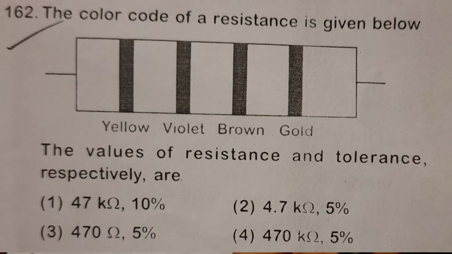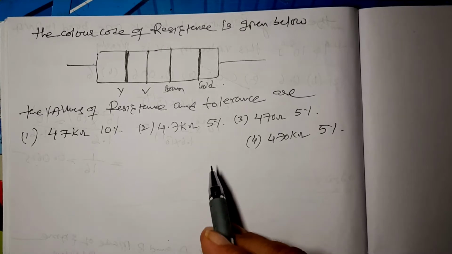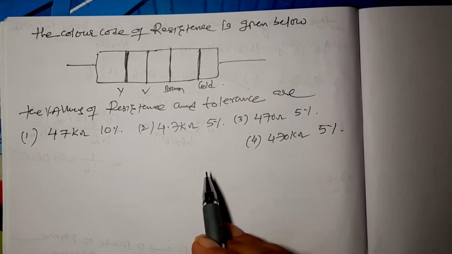So next question: the color code of a resistance is given below. Here a resistance is given. On that resistance there are 4 colors: yellow, violet, brown, gold. What is the value of the resistance and tolerance?